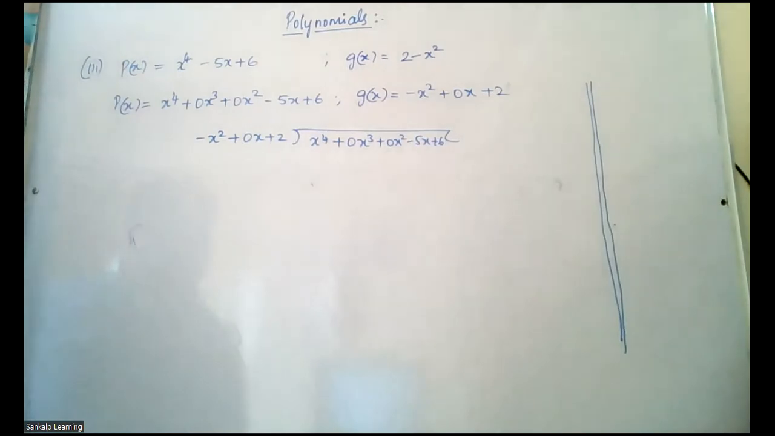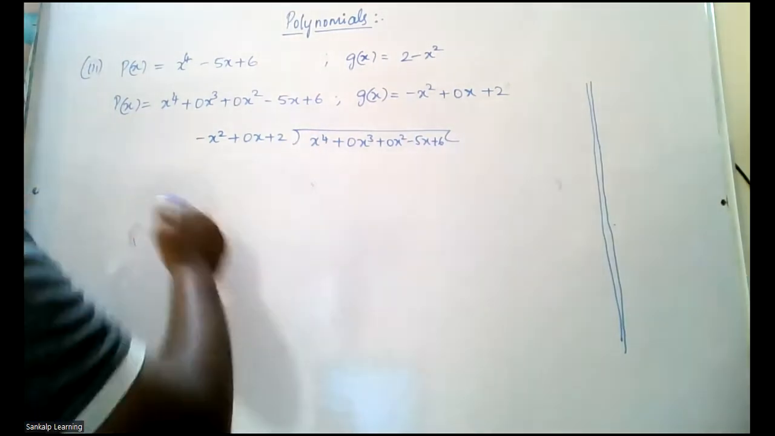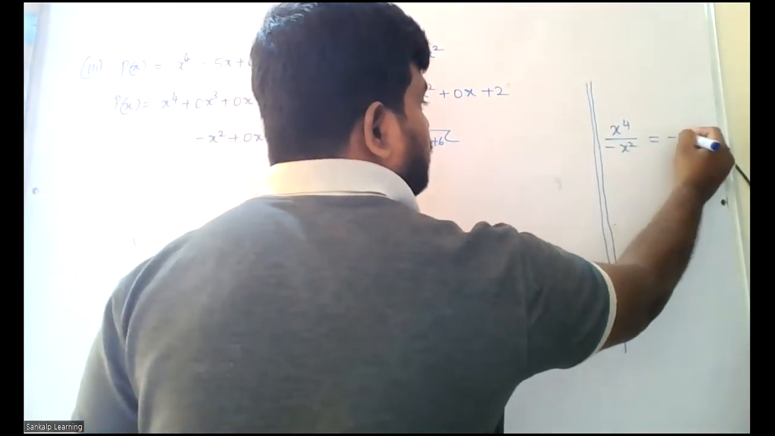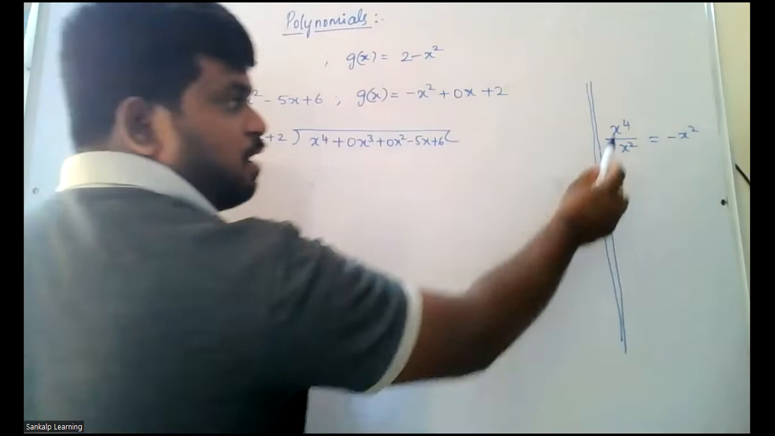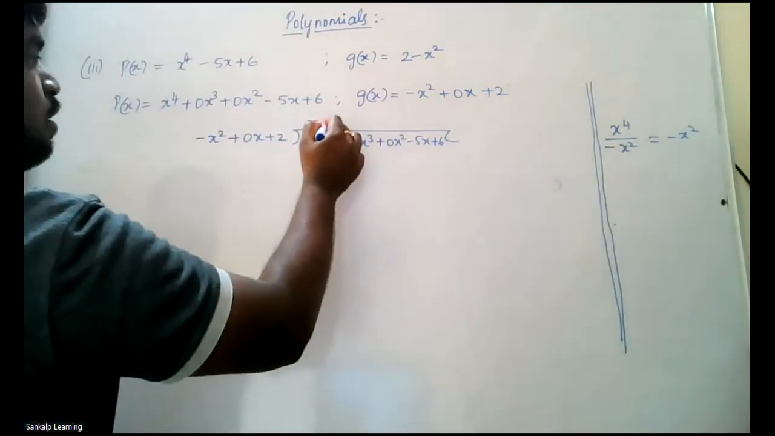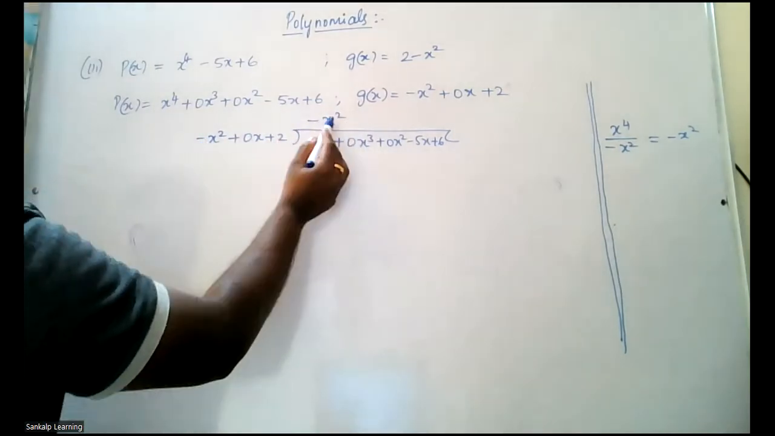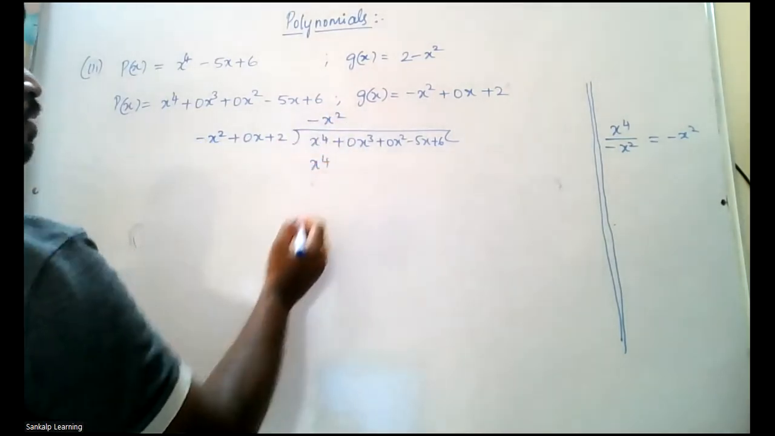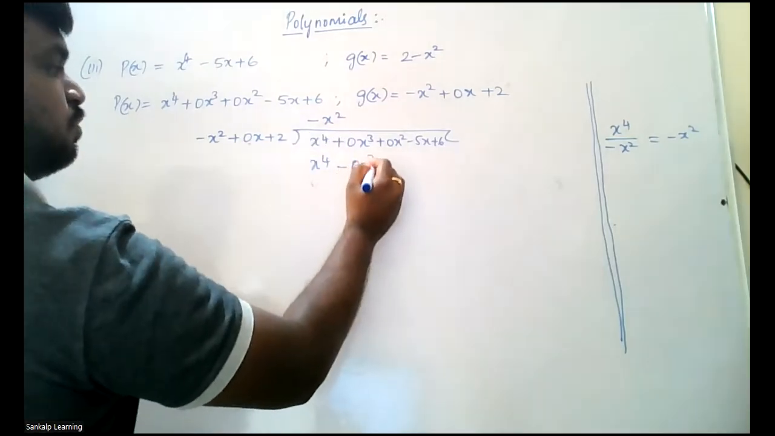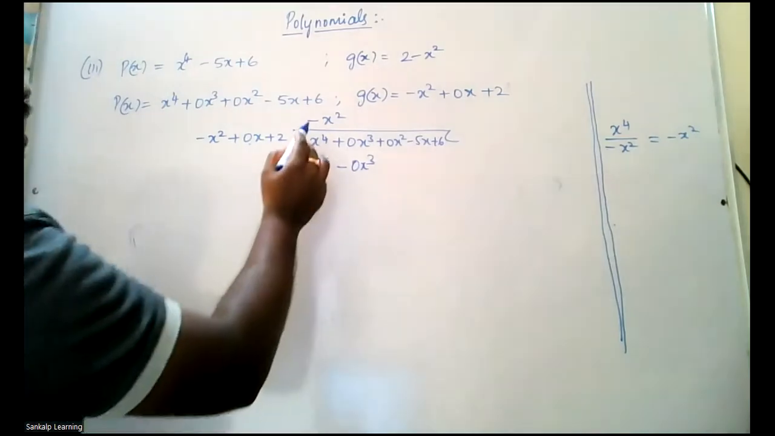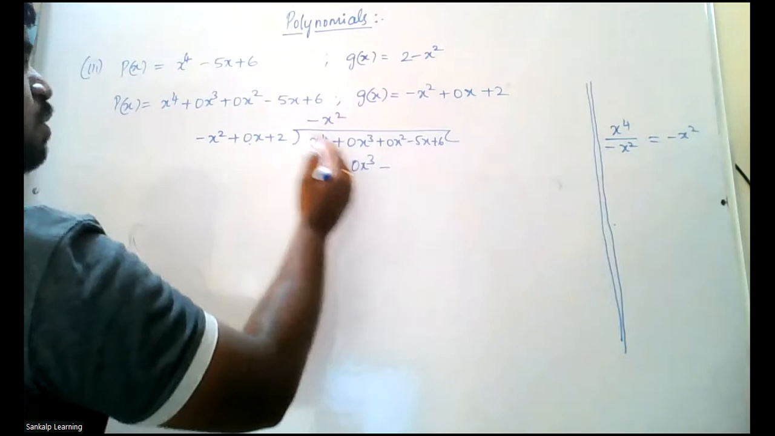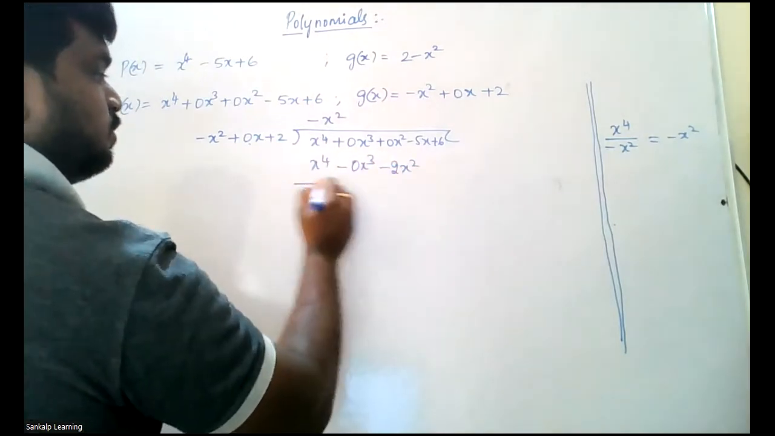Okay, so let's find the quotient. First term here and the first term here, that is x power 4 by minus x square. That gives you minus x square. X power 4 by x square is x square. This minus as it is. Minus into minus plus, x square into x square is x power 4. Minus into plus is minus, x square into 0x is 0x cube. Then minus into plus is minus, x square into 2 is 2x squared.